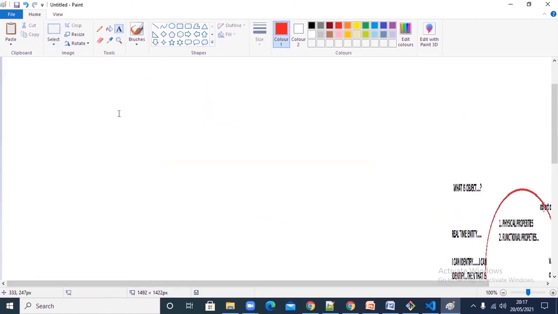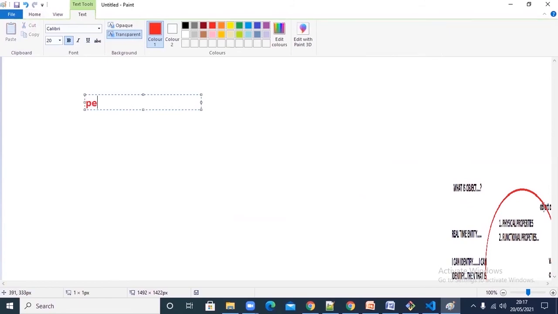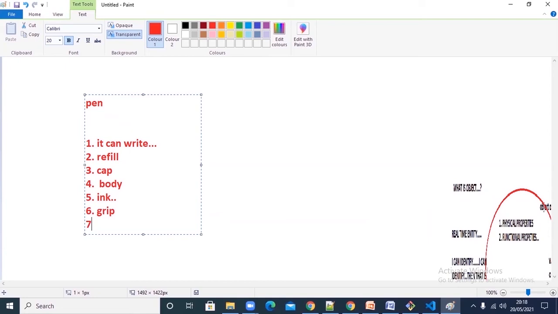Taking a simple example, which is a pen. You guys already know about a pen, right? The moment I say pen, what all things come to your mind? First thing, it can write, right? And what all things are getting in your mind the moment I say it, please tell me. Refill, cap, body, grip, nib, type of color. Color, right? See, so many things you are getting.